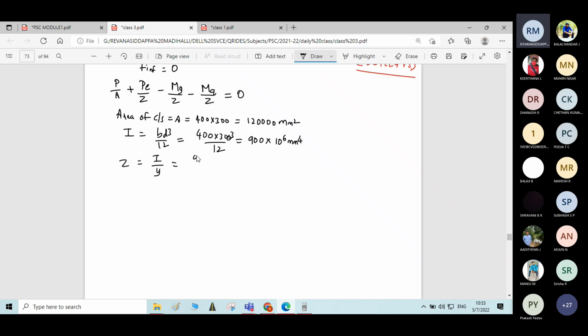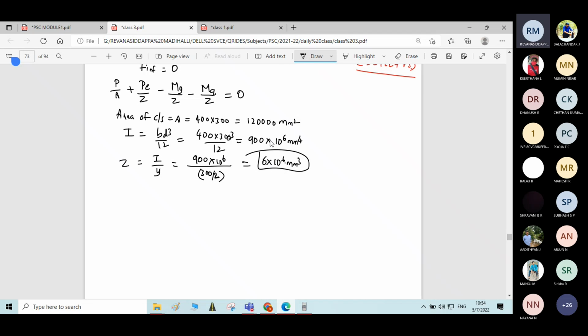Moment of inertia is 900 into 10 power 6. Y for a rectangular section is d by 2, total depth divided by 2, so 300 by 2. We will get 6 into 10 power 6 mm cube as the section modulus Z. Then what else is required? You require MG and MQ, correct?